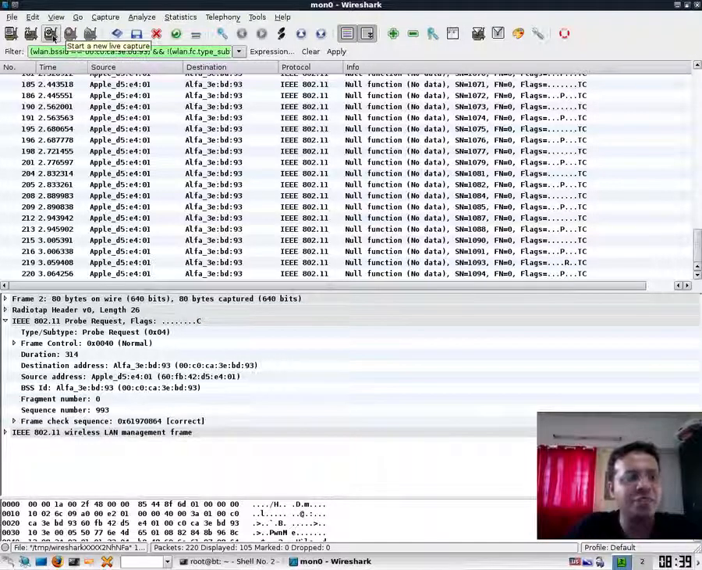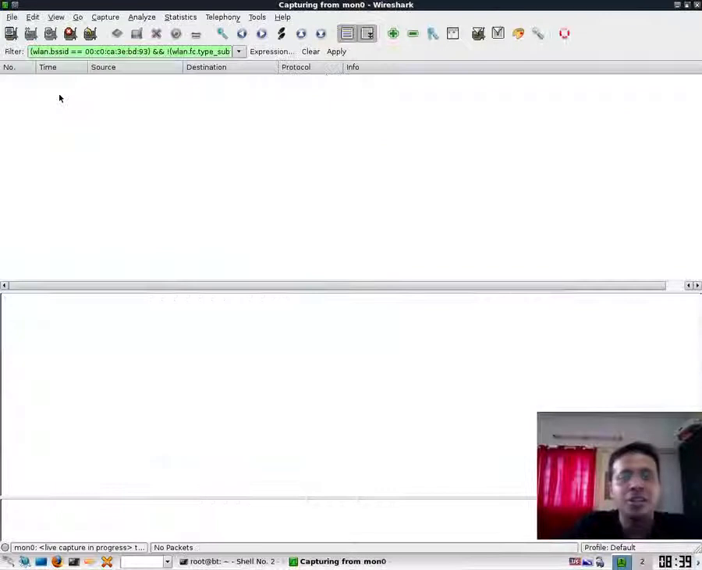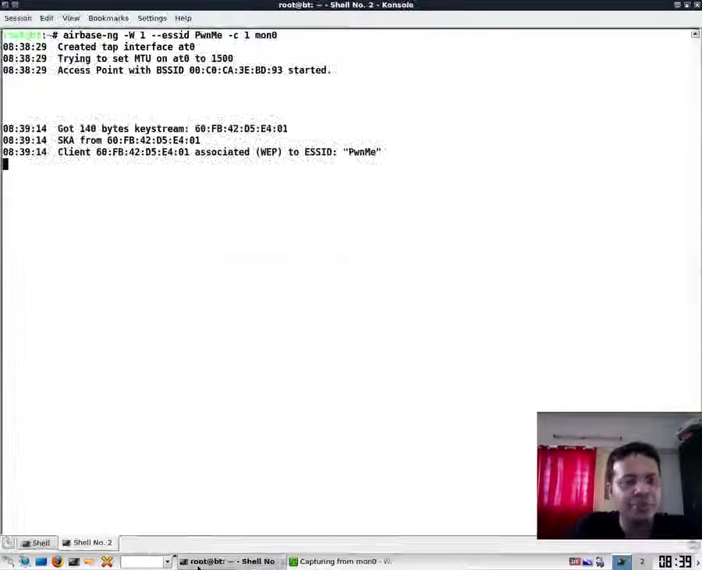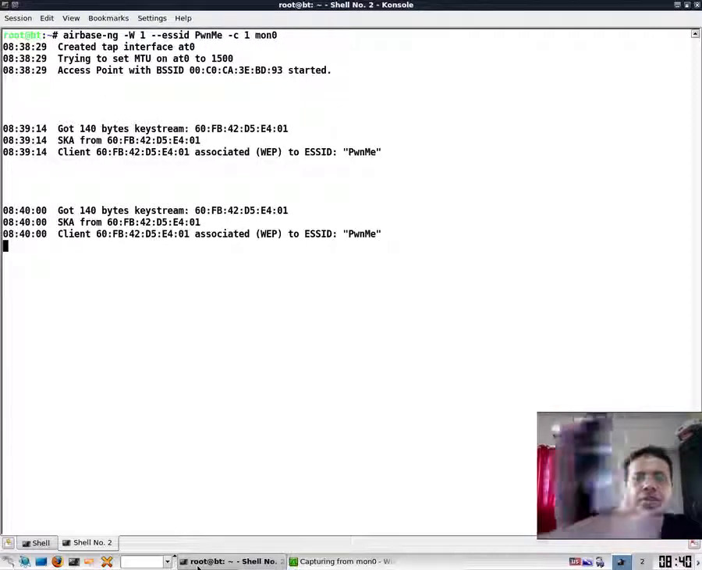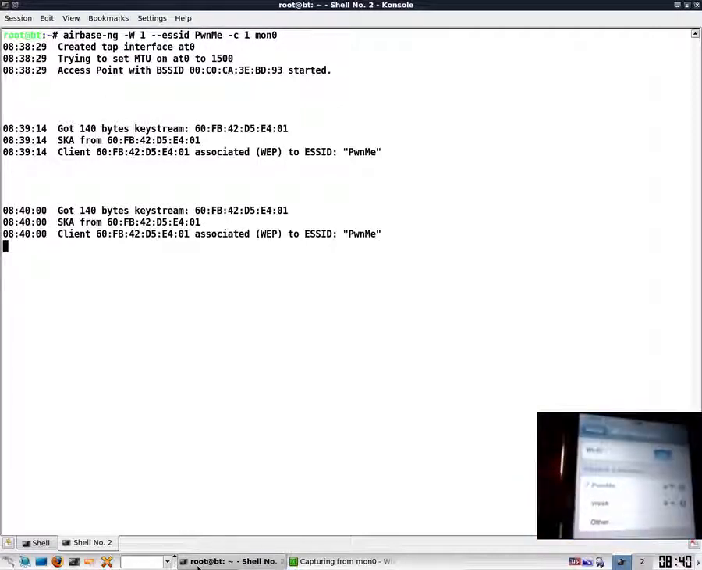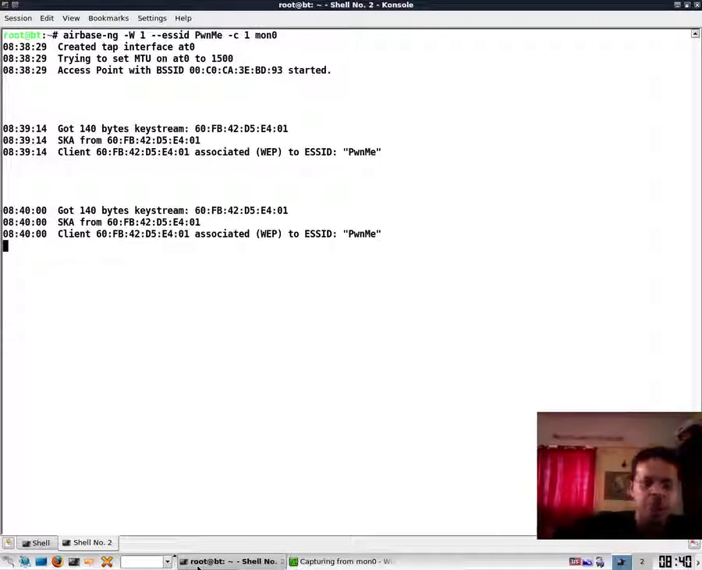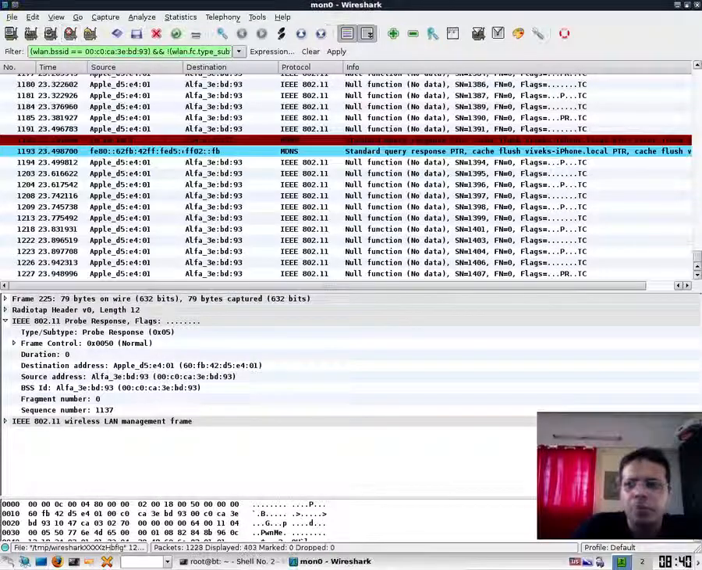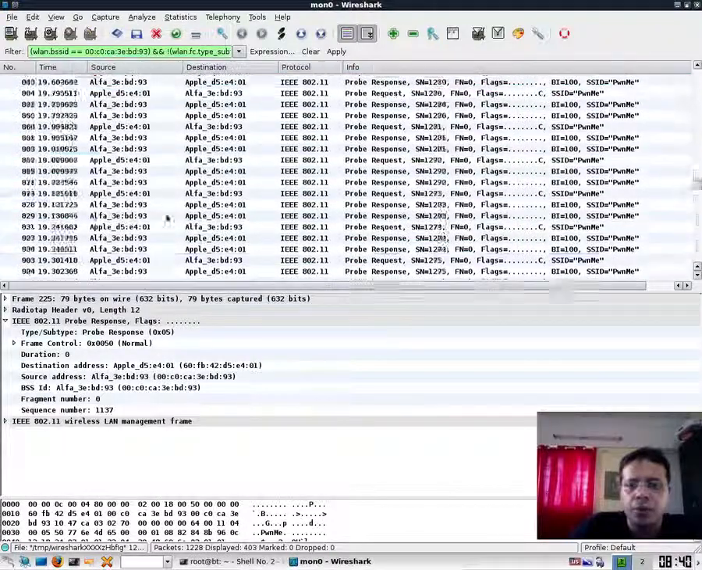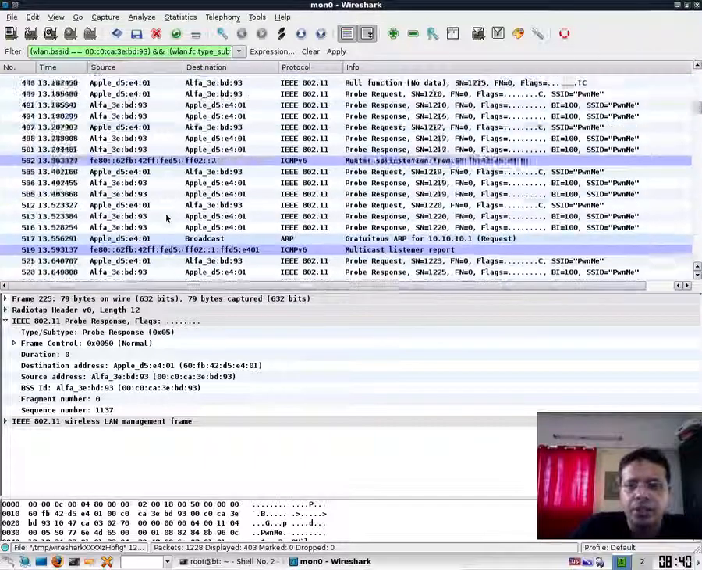The alternate path, of course, is to send a deauth, but I guess this will be a bit faster. Let me go ahead and enable it. So now the client is searching for the network and it has automatically connected to PwnMe. Now let's look at the various packets which have been collected. So let me stop this.